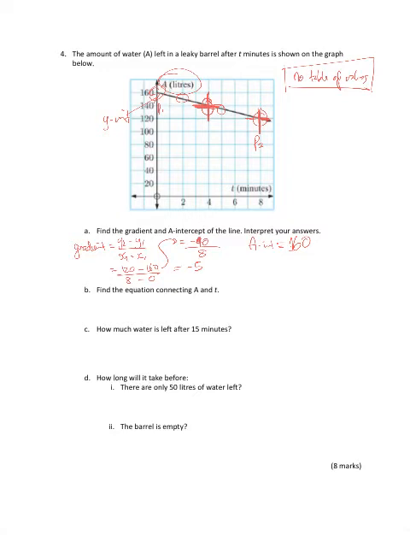Find the equation connecting A and t. Well, we know that the equation of a line can be expressed as y is equal to mx plus c. m is the gradient, c is the y-intercept. So here, because y is actually A liters, the equation is going to look like A equals negative 5 times the time in minutes plus 160.